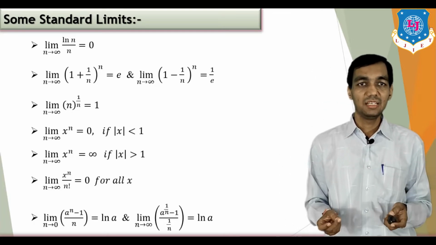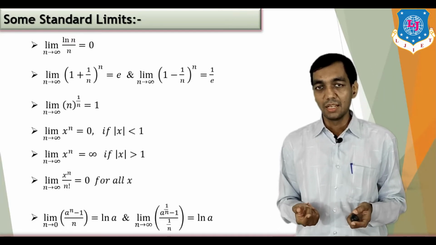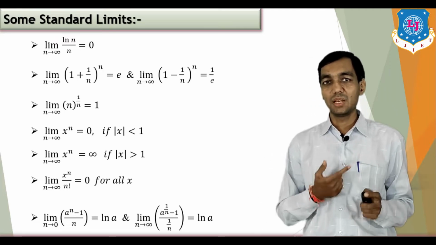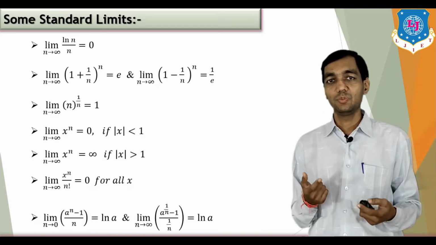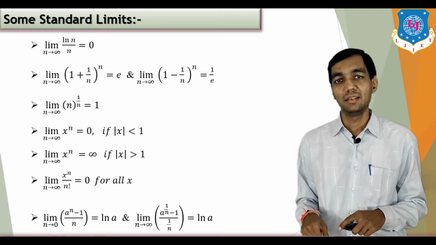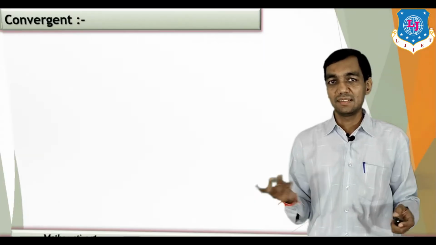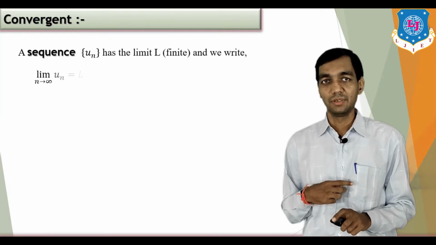And the last limit is the limit as n tends to infinity of a raised to 1 upon n minus 1 upon n, which has a value log a. If instead of n we replace it with 1 upon n, then the limit as n tends to infinity of a raised to 1 upon n minus 1, divided by 1 by n, has the limit log a. So both have the same limit, only we are changing the values of n.